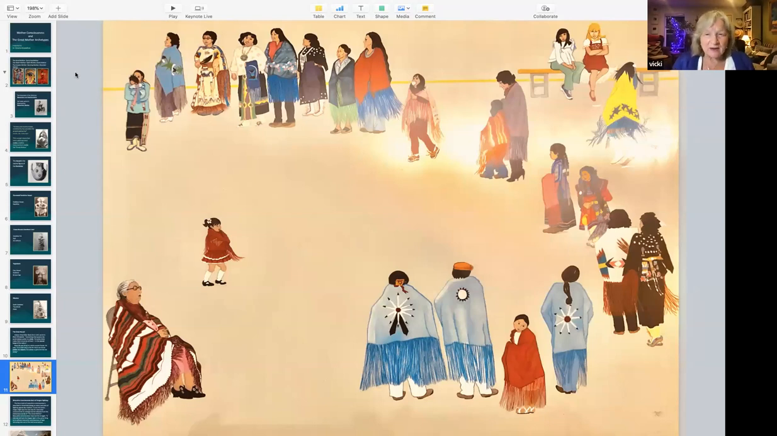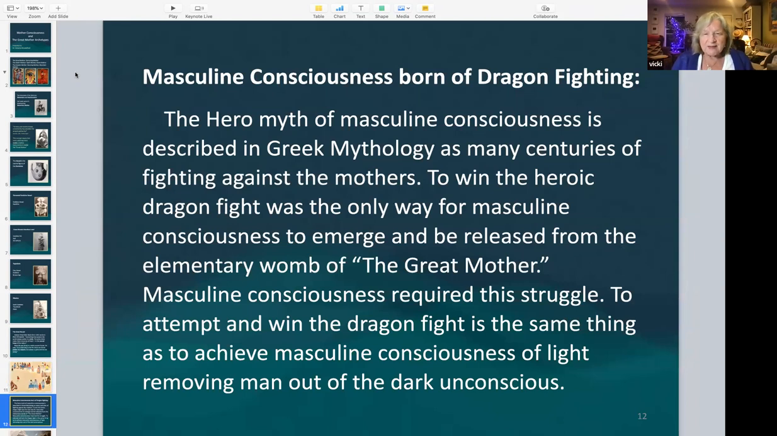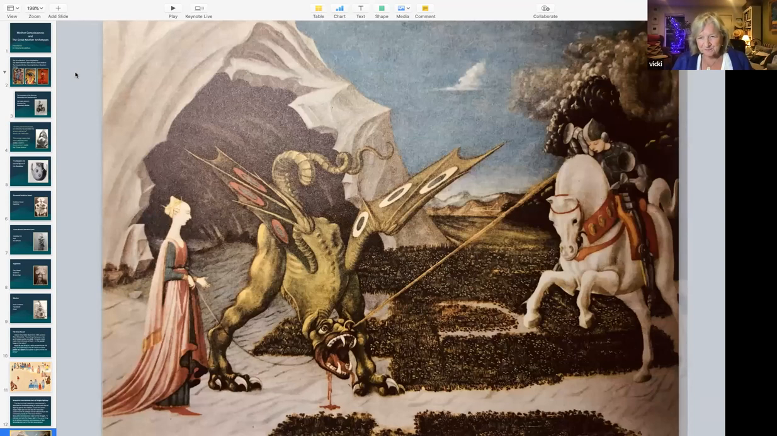Masculine consciousness is born of the dragon fighting. The hero myth of masculine consciousness is described in Greek mythology as many centuries of fighting against the mothers. They needed to win this heroic dragon fight. It was the only way for masculine consciousness to emerge and be released from the elementary room of the Great Mother, be released from this great round. Masculine consciousness requires this struggle to attempt and win the dragon fight. It's the same thing as to achieve masculine consciousness of light, removing man out of the dark unconscious. It's just an epic, epic fight. Here's a medieval slaying the dragon. Wonderful image.